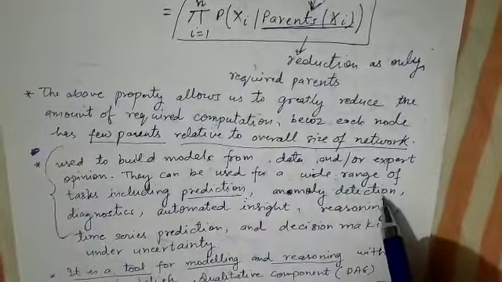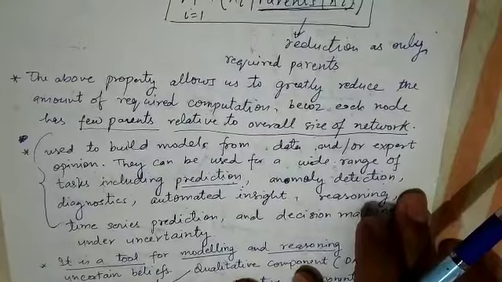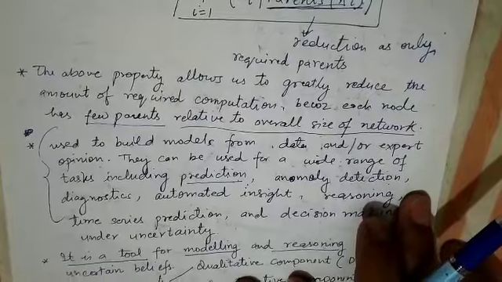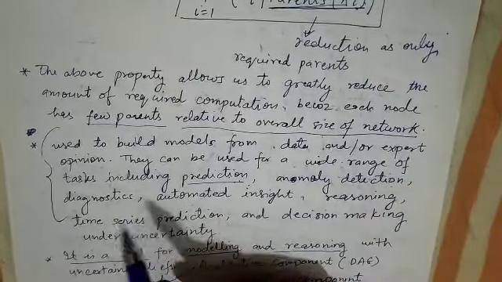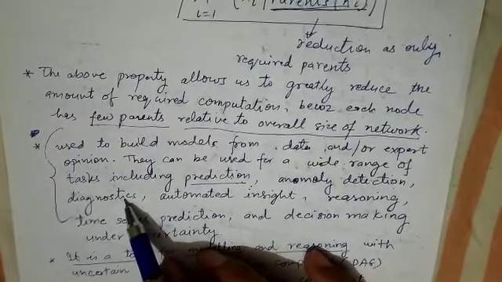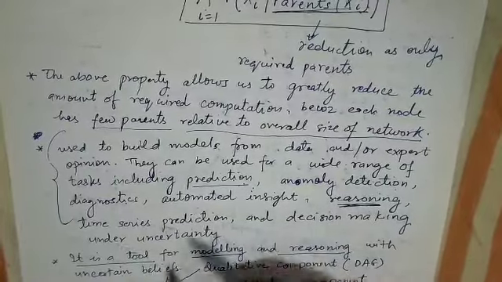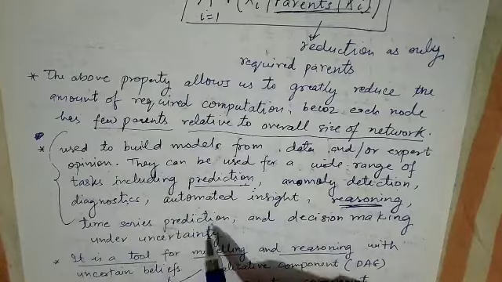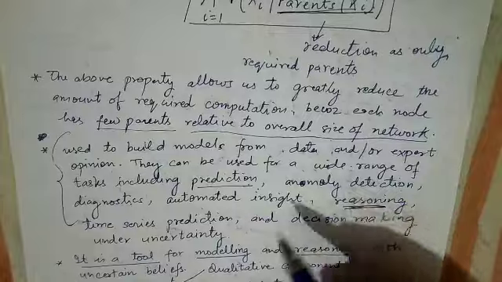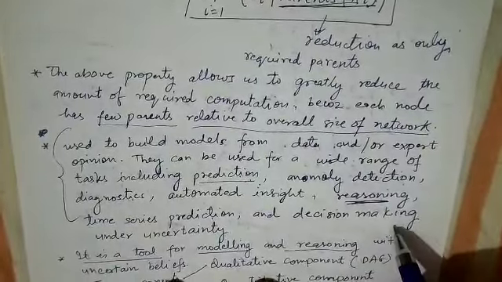Anomaly detection: any kind of anomaly, suppose in your physical system, in your brain system, in your heart system, can also be detected using the Bayesian network. Diagnostics, the diagnostic purpose, finding out the disease and then trying to cure it. Then automated insight, reasoning also, to reason out something. Then time series predictions: suppose some time series data is available, and based on it we predict the behavior of the next. And then decision making.